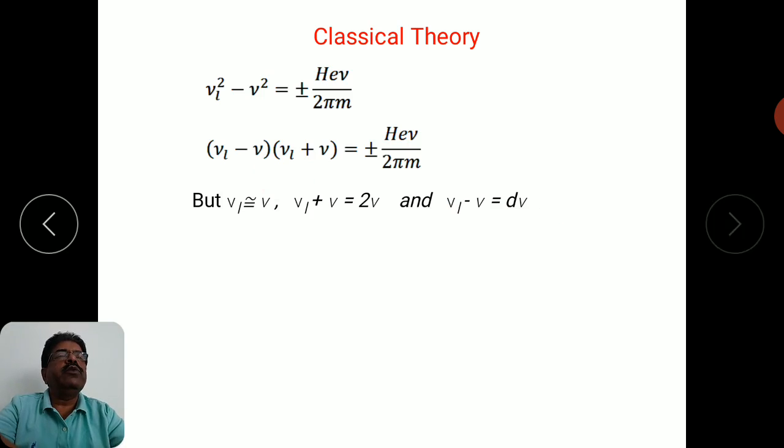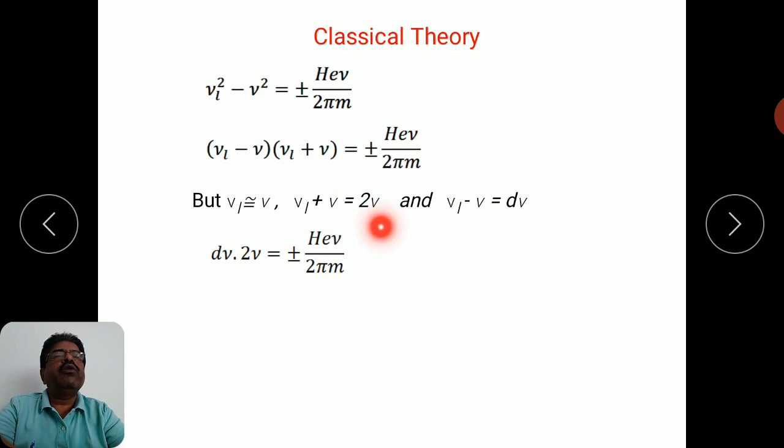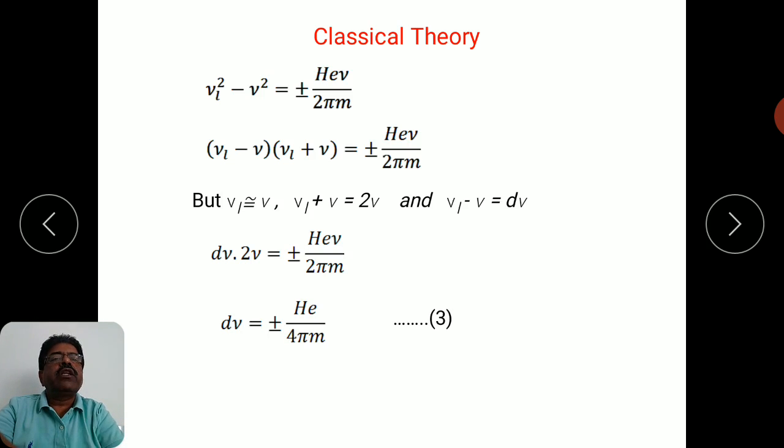Okay, that is dν, and therefore the left hand side will become νL minus ν, according to this approximation. That is dν, and this is 2ν, since νL plus ν is 2ν. So dν into 2ν is equal to ±He upon 2πm. Therefore dν will be equal to, sorry, this is ν actually, ±Heν upon 2πm. This ν and this ν will get cancelled. So dν is equal to plus or minus He upon 4πm. So this is equation 3.